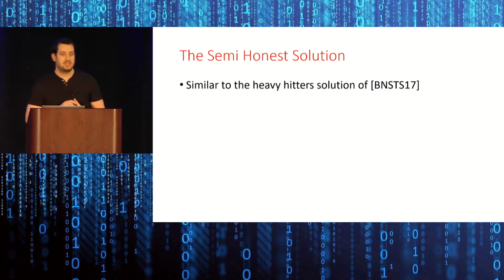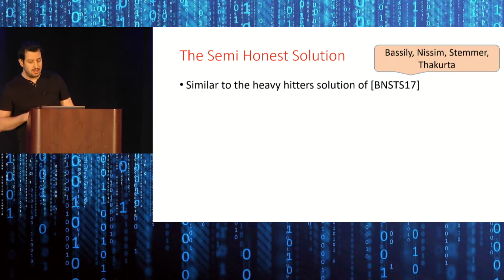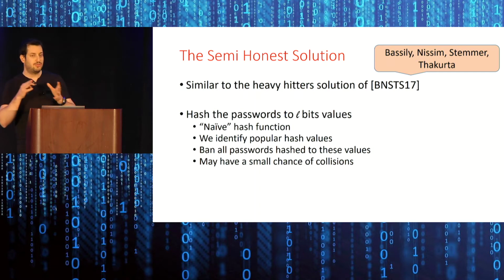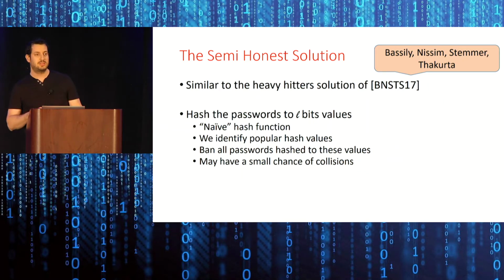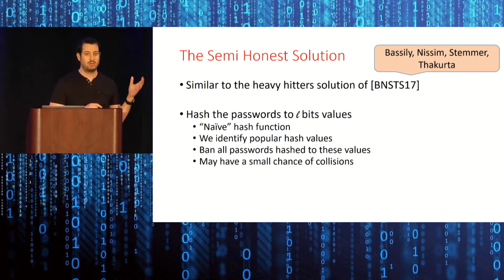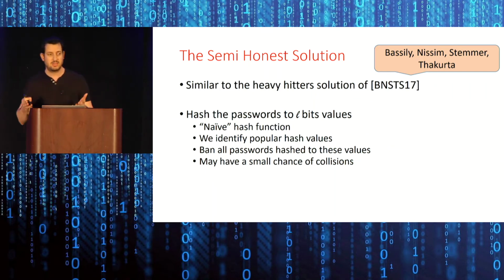Okay, so we have a semi-honest solution for this problem, and it's very similar to the one by Bassily et al. In this, we do a kind of domain reduction. We hash the password into L-bit hash values, where L might be 16 or 32. We're going to ban all of the passwords that hash into these popular hash values. Again, we might have a small probability of collision, where a non-popular password will collide with the hash of a popular password. But this is okay as long as it happens with low probability.